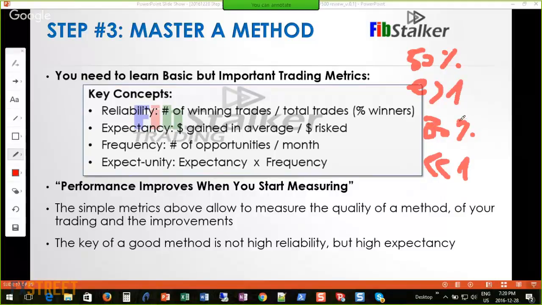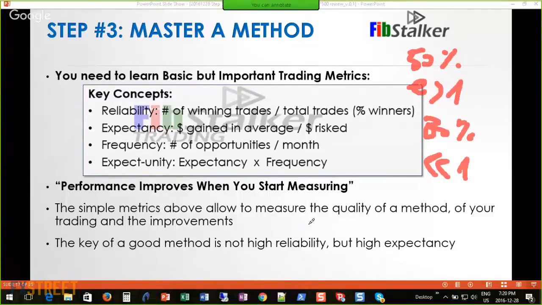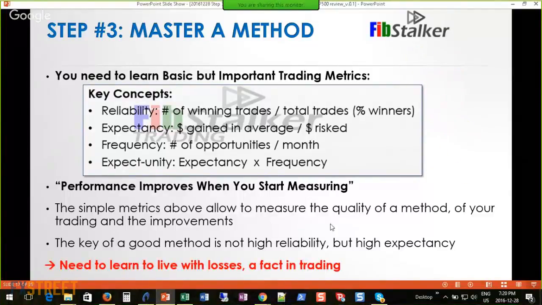So remember, reliability, or how right you are, how frequently you are right, is not the most important measure. The most important measure is always expectancy, and the higher the expectancy, the better. So a trading edge, a method, can be described by these key measures, which also explain clearly in numbers that there can be losses if reliability is not 100%, as it usually is in every system. Then you need to learn to live with losses, which are a fact of trading.